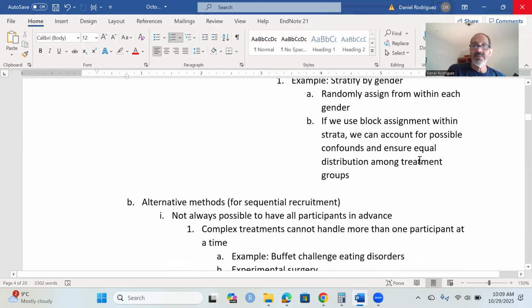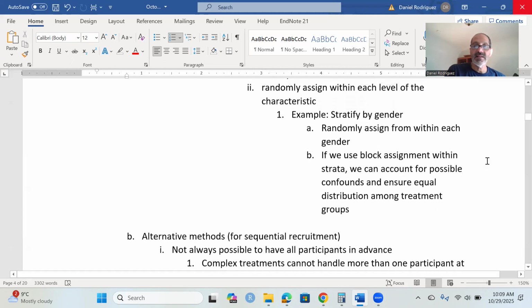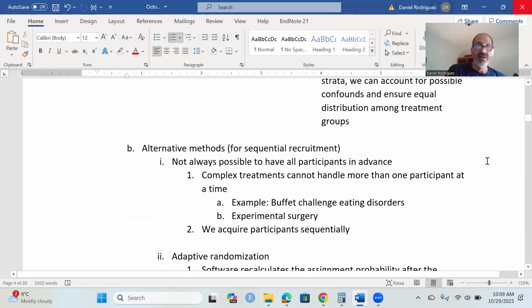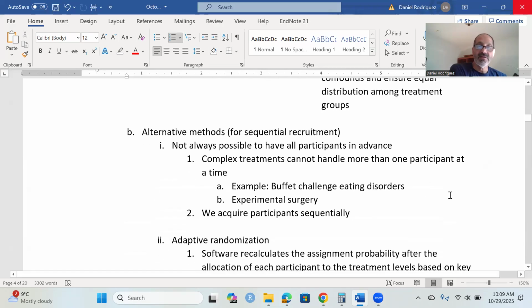So we can do a mix of block assignment and stratification. So you can do whatever you want. There are other methods, and these, again, apply to sequential recruitment, because that's where we have most of the problems in trying to keep a balance among the different levels of treatment.